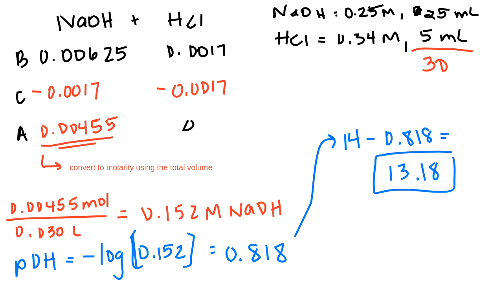Now we're going to look at part B. Part B is once we've added 25 milliliters of our titrant. So we're not saying that we're adding 25 more mils. This is a brand new problem. Okay. So everything is going to look the same except for our amount of HCl.